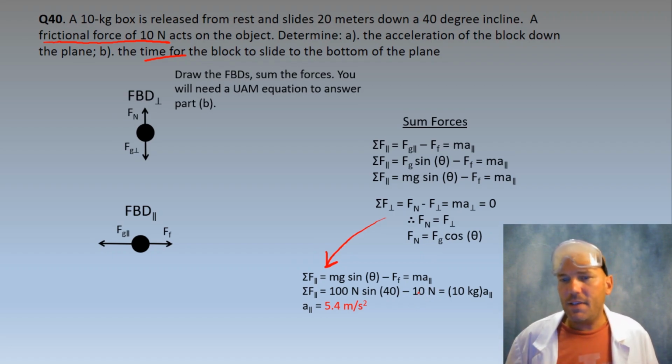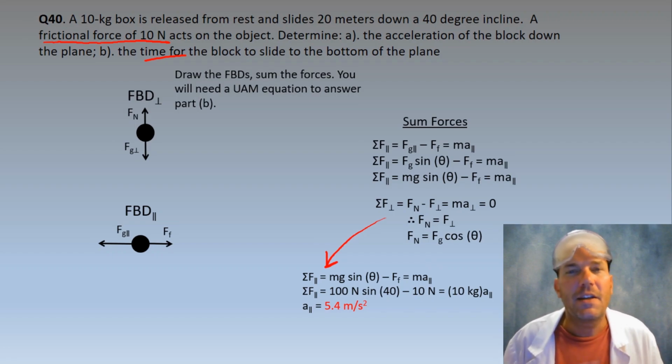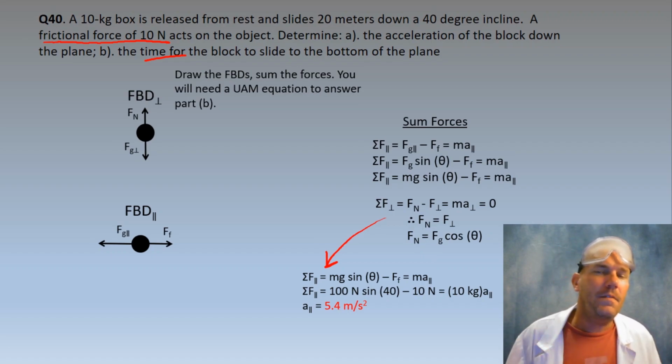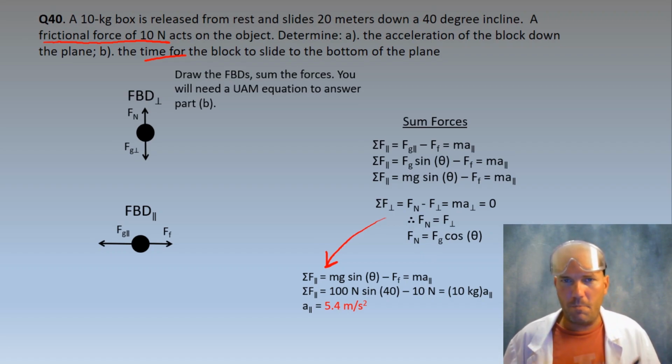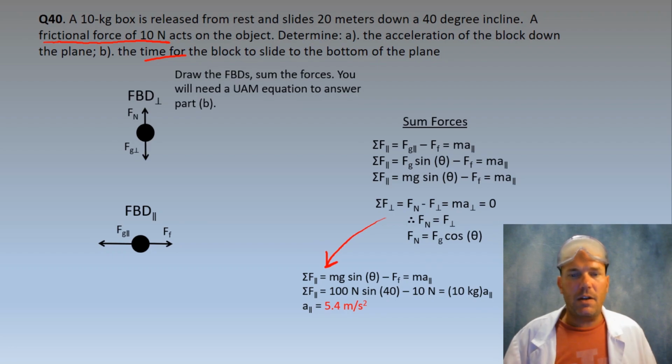We know the mass of the object. We have all of these variables. Let's solve for acceleration down parallel to the incline of 5.4 meters per second squared. Remember, we've called down in parallel our positive direction, so this is a positive 5.4 meters per second squared.